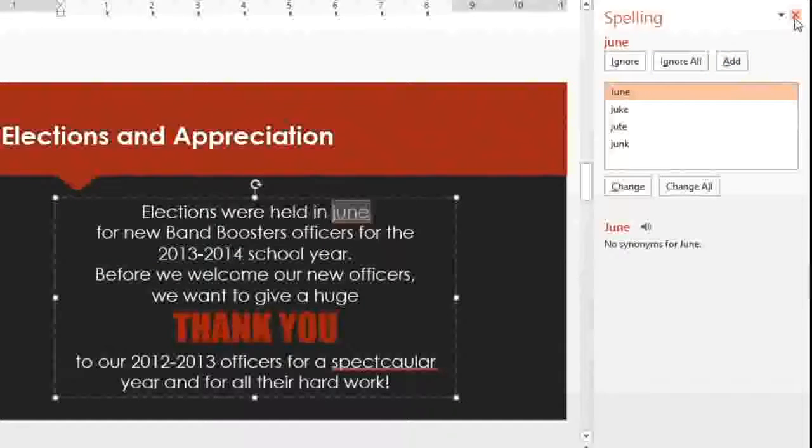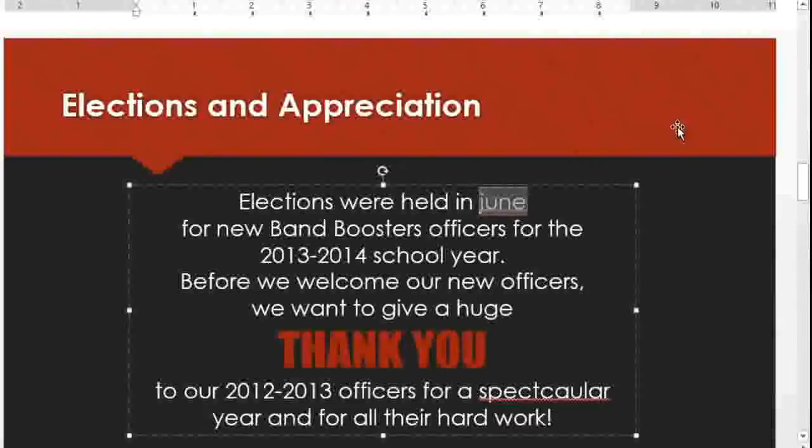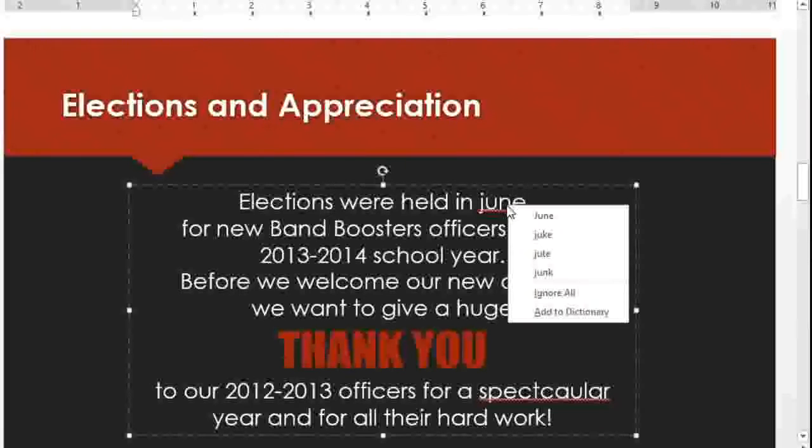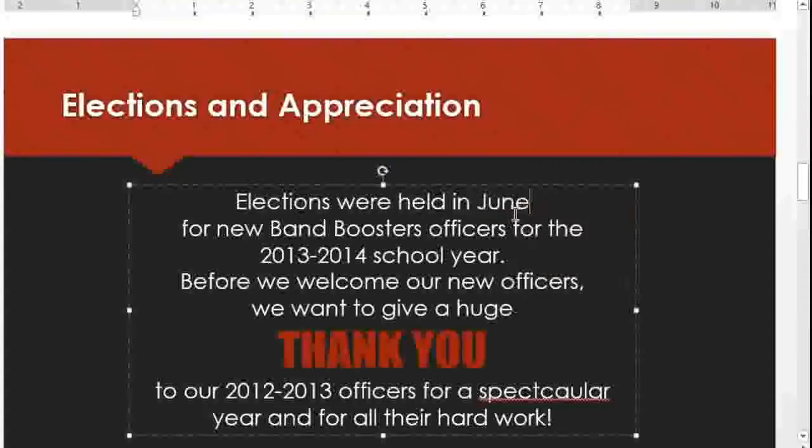Let's close the spelling pane for now and look at some of the other errors on this slide. They're easy to spot because PowerPoint marks spelling errors automatically using these red wavy lines. Let's see. Here I spelled the word June correctly but forgot to capitalize it. To correct the error, all you have to do is right-click and choose the proper spelling here. Looks like I also misspelled spectacular.